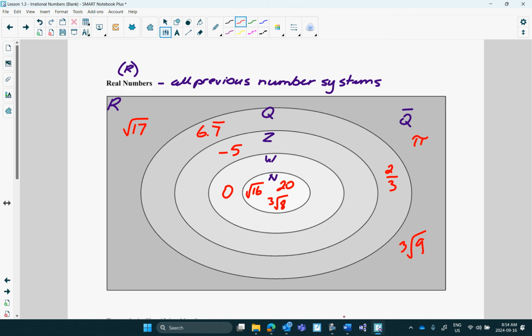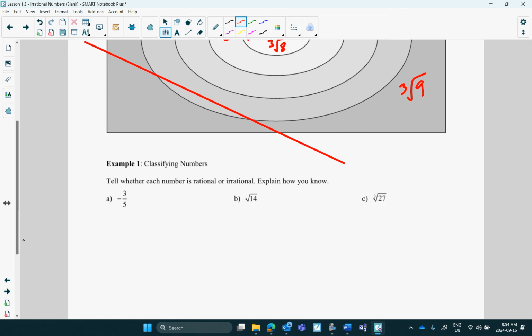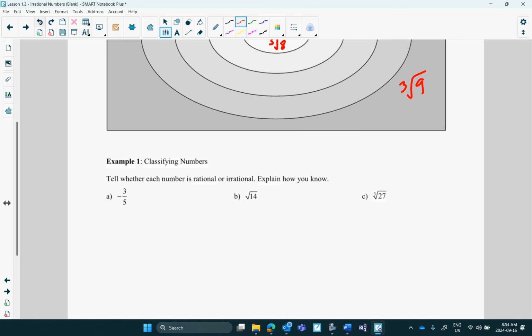Okay, so we're sort of getting the idea here. Let's just look at a couple more examples. Let's look at these three, say whether they're rational or irrational, and then tell me why. A. Why? Rational. Correct.